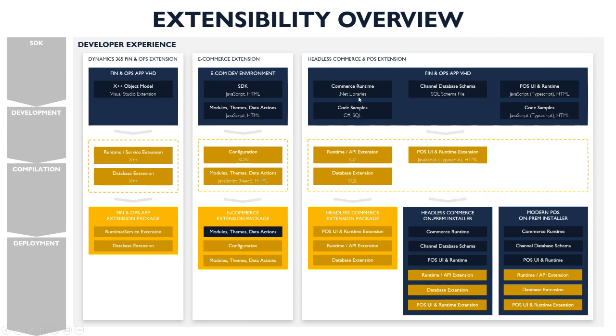The headless commerce, as I said, contains the commerce runtime .NET libraries, which you can extend for custom scenarios. You can create your own API, or you can also modify our business logic, and it's all done in C#. The commerce engine also talks to the database. For example, all the master data like product and price is stored in the SQL database, so you can also extend the channel database for your customization scenario, which is all in SQL.